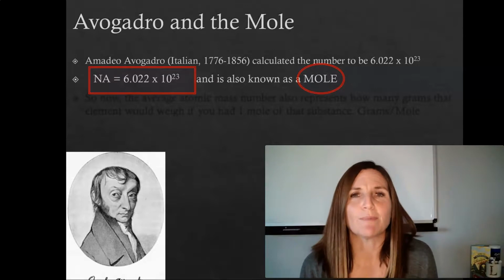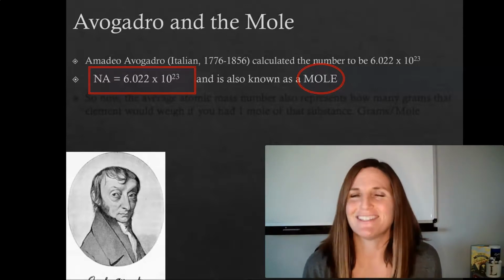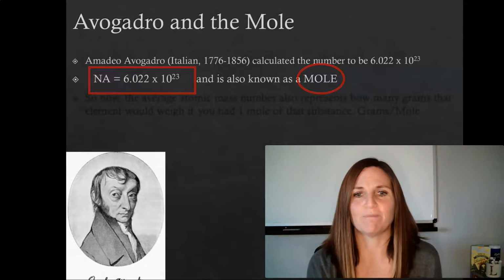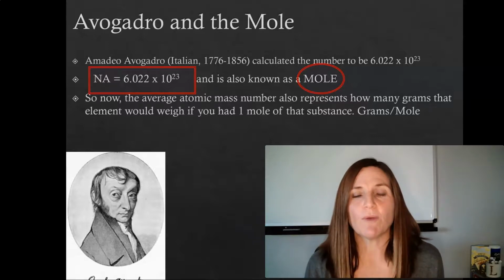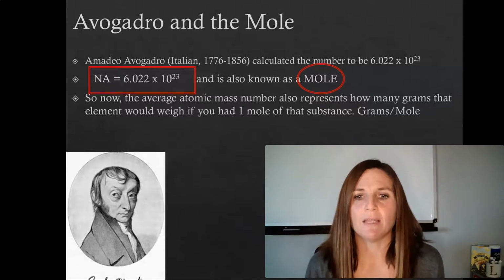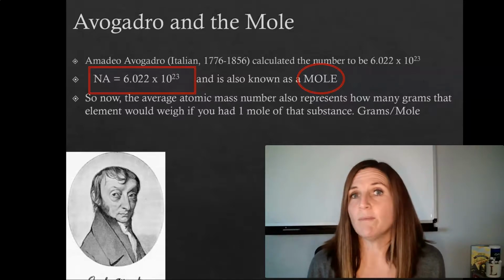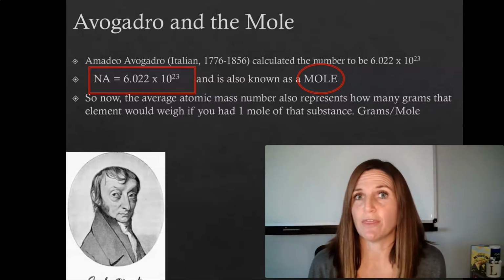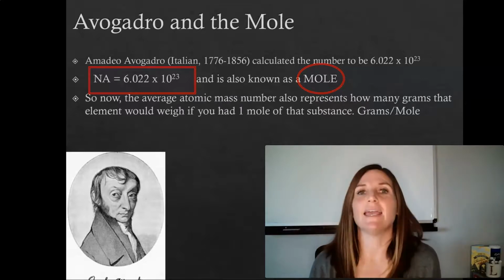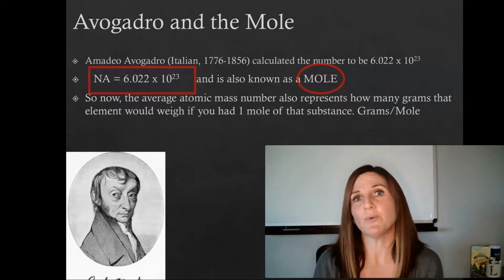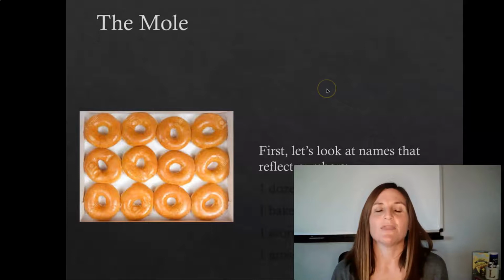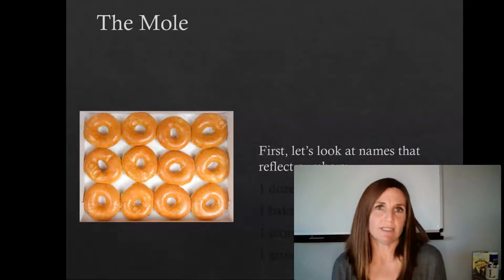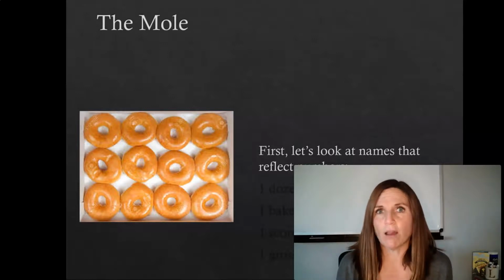This number is incredibly helpful, and we should all be grateful to Avogadro for coming up with it. So now we know that the average atomic mass also represents how many grams that element would weigh if you had 1 mole, or 6.022 times 10 to the 23rd of them. And we say now that the units, instead of being AMU, are going to be measured in grams per mole. So the mole is a word that reflects a number. The mole is 6.022 times 10 to the 23rd atoms or molecules.